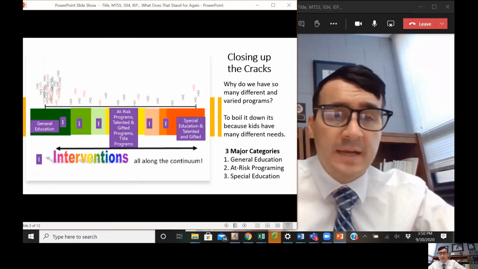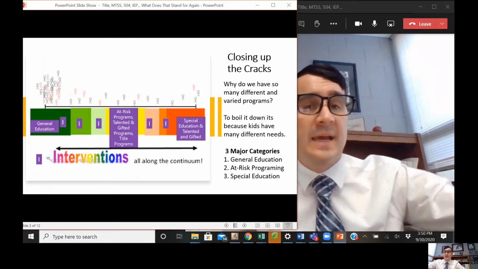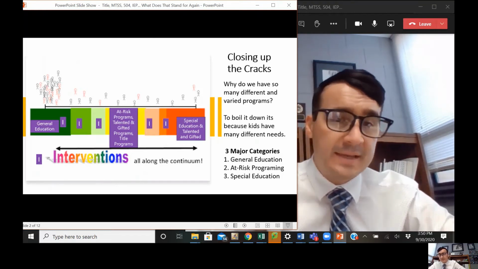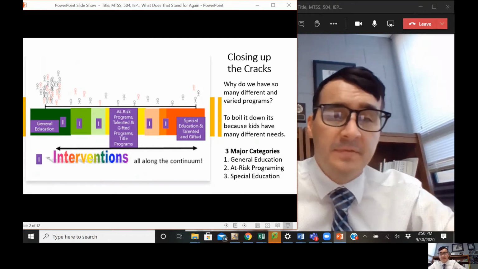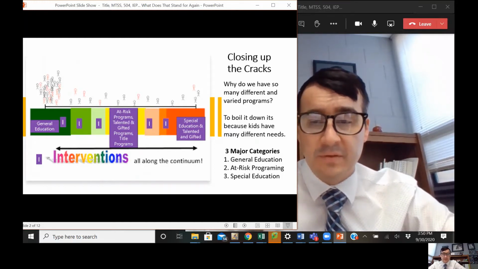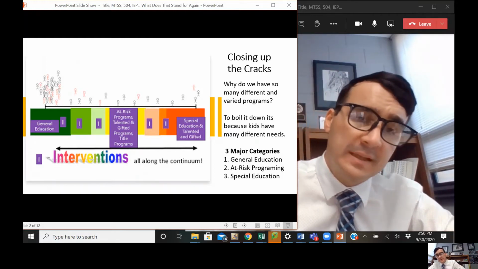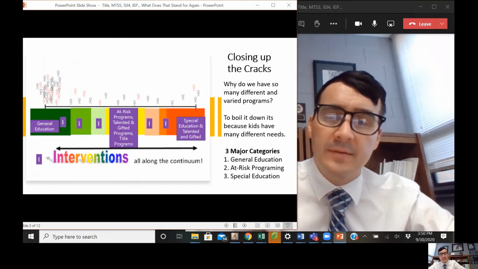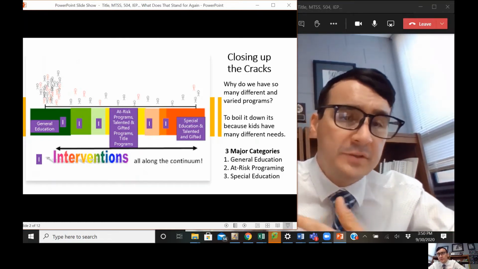Now, where at-risk programs are intended to come into place is that gap in between general education and special education. For example, 80% of the kids' needs being met, 5% being met with special education, there would be 15% left in the middle. So that's just a random number thrown together. It varies for every school, and there's overlap.